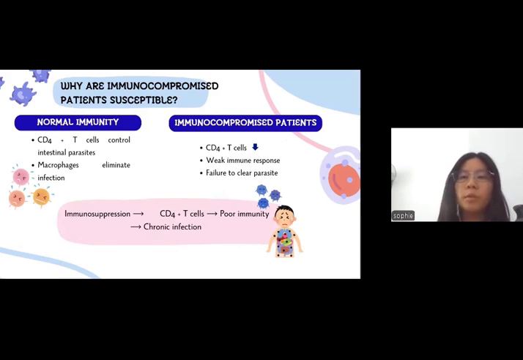However, in immunocompromised patients, such as those with HIV or AIDS, cancer, organ transplants, or those taking immunosuppressive medications, the number or function of CD4 plus T cells is reduced. This weakens the immune response, making it much harder for the body to fight the parasite. As a result, Cyclospora can survive in the intestine for a longer time because the body is unable to completely eliminate it. This often leads to persistent or recurrent infections, which are much more common in immunocompromised individuals than in healthy people. As shown in the diagram here, immunosuppression causes a decrease in CD4 plus T cells, leading to poor immunity and eventually chronic infection.